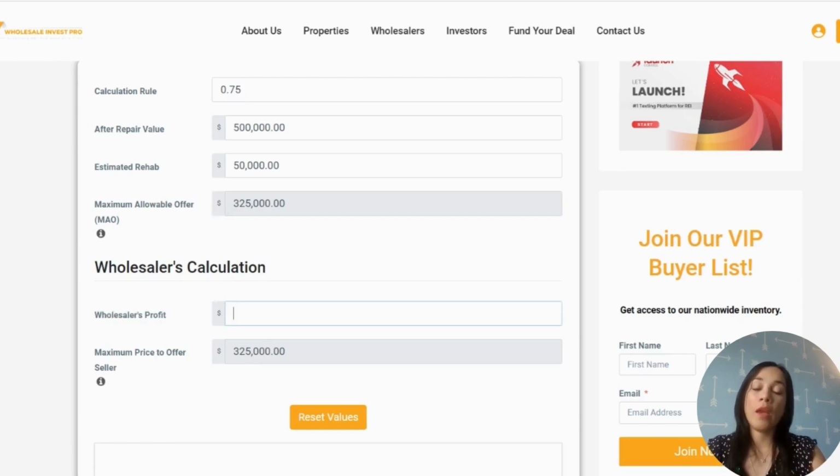In this case, it depends on what you want, but in this example, I'm going to put $20,000. So if that happened, the maximum price to offer to the seller will be $305,000. And this is how you can calculate. So now you know that this one you need to ask for their investors. This one you need the comparables that are around.